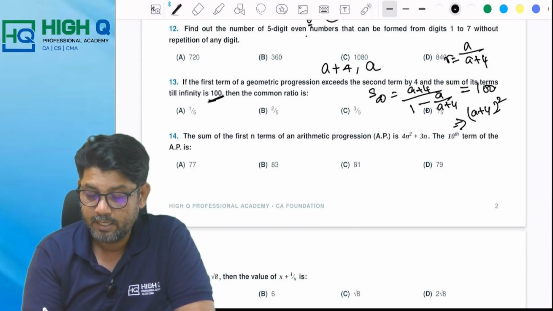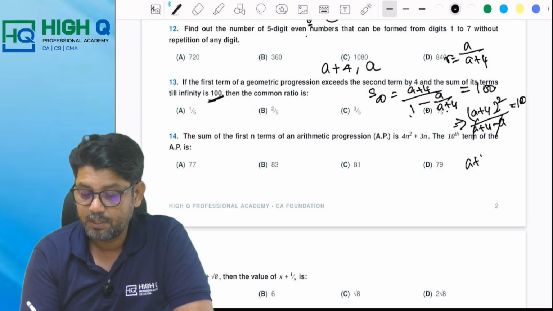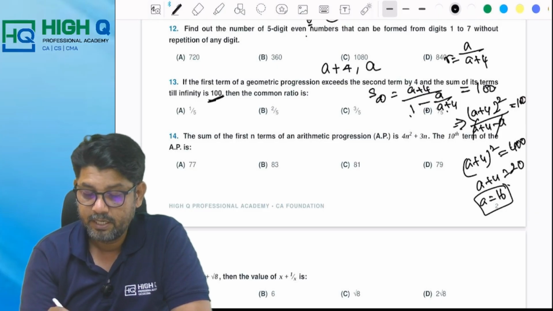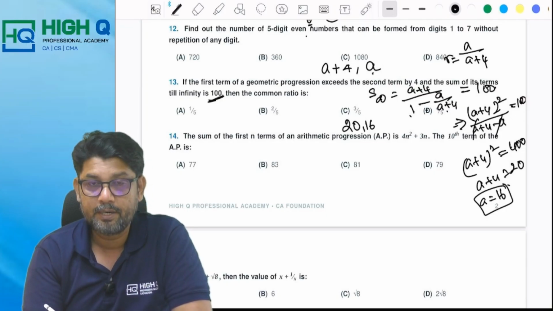Sir, how you got a whole square, sir? If I take LCM, whole denominator A plus 4 is going to come. That I can take a numerator A plus 4 the whole square divided by A plus 4 minus A is equal to 100. Cut. So is it A plus 4 the whole square is equal to 400? So A plus 4 is equal to 20. A is equal to 16. If A is 16 and its previous term is going to be 20, am I right?